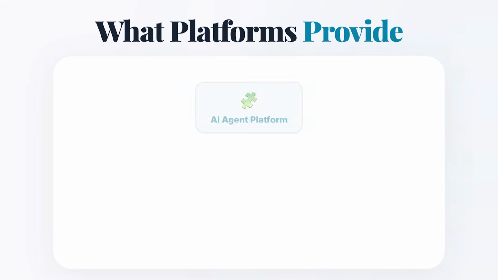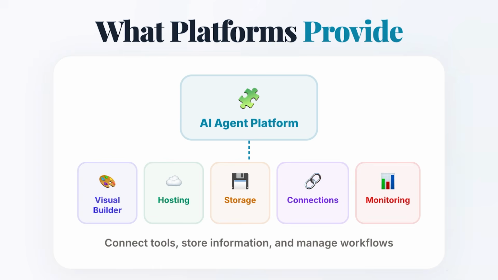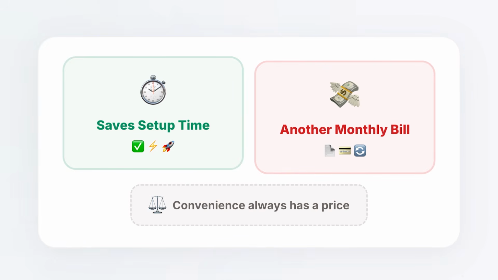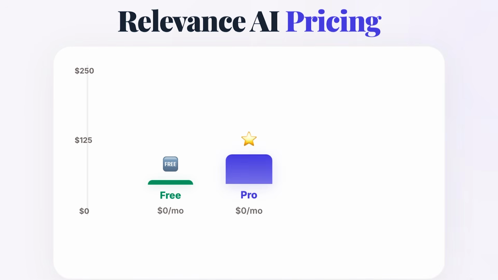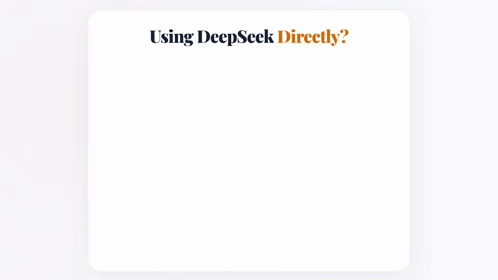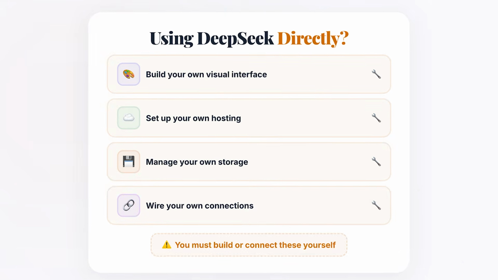So why does this matter to someone building services for clients? Many AI agent platforms make it easy to connect tools, store information, and manage workflows. That convenience can save a lot of setup time, but it can also create another monthly bill. Relevance AI, for example, has a free plan. Its paid pro plan starts at $19 a month, while its team plan starts at $234 a month. Those platforms are not useless, and DeepSeek does not replace everything they provide. They include the visual builder, hosting, storage, connections, and monitoring around the AI model.